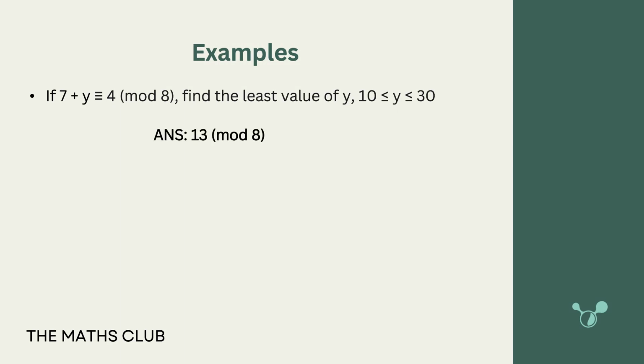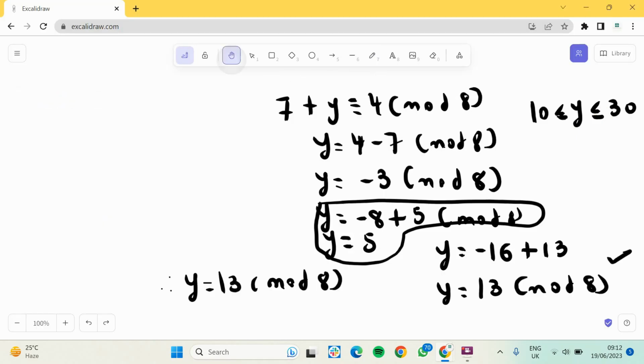So let's see. So the answer is what? 13. Great. So this next question is 2x plus 6 is equal to 1 mod 7. What's the value of x? So I would advise that you pause the video and try it out yourself. Welcome back, right? Let's solve it together.